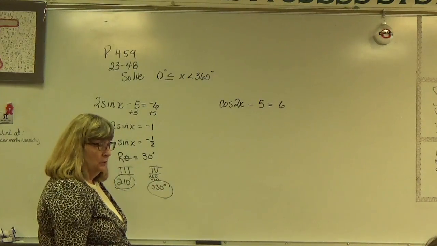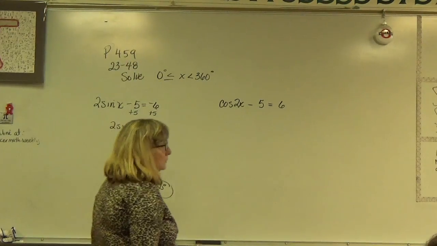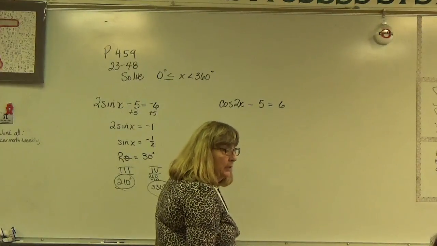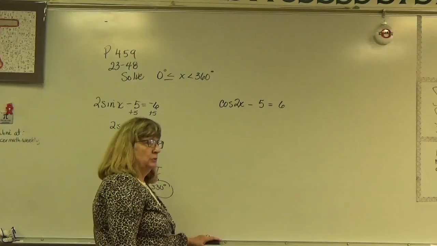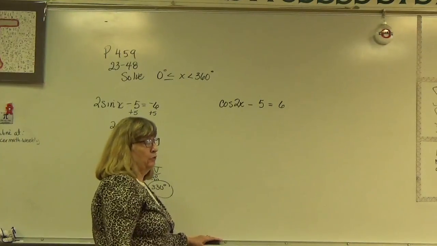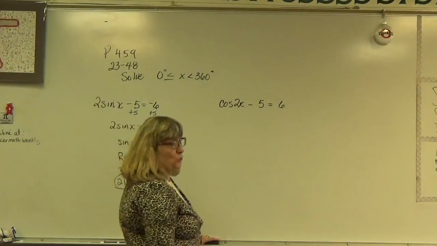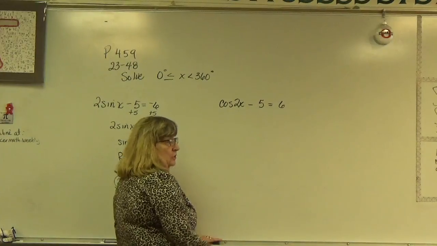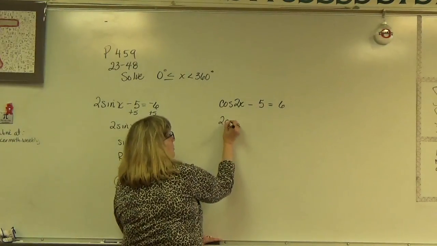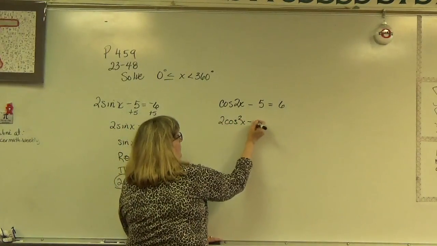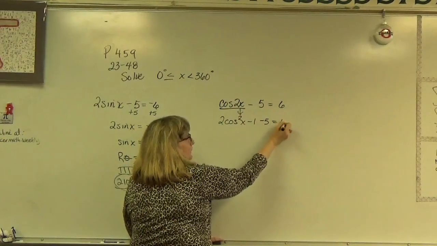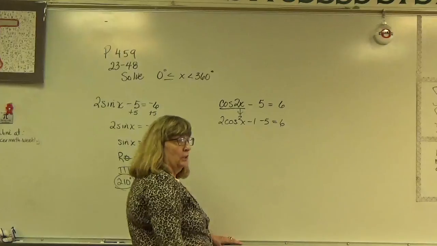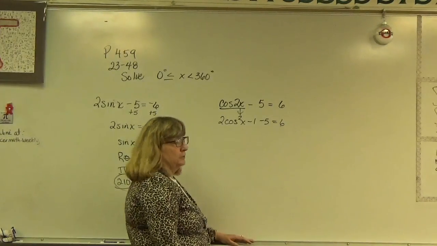1 minus 2 sine squared. And there's also cosine squared minus 1? Yeah. That's the one I would probably prefer, because it's in terms of 1 trig and my square is positive, isn't it? You see what I'm saying? So I'm gonna put 2 cosine squared minus 1 is what this changes to. Minus 5 equals 6.